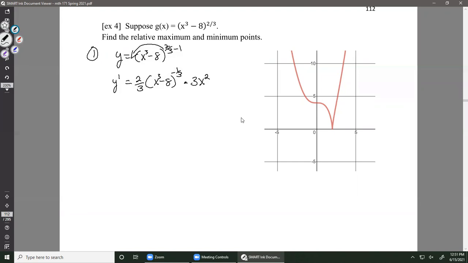We then need to chain or multiply the derivative of the inside, which is 3x squared. So simplifying our derivative just a little bit, you guys don't have to, is 2x squared over (x cubed minus 8) to the 1/3. Questions on how I took those leaps?